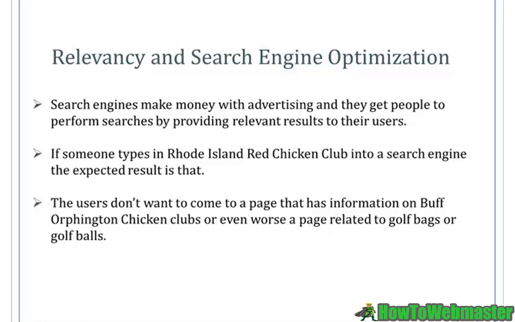Or even worse, a page related to golf bags or golf balls or something. Why would you do that? Maybe a chicken barbecue on the golf course, I don't know, whatever. You've got to be careful when it comes to search engine optimization. Go after the specifics. If somebody types in Rhode Island Red Chicken Club, that person knows exactly what they're after. They're not after anything else but that, and that's what you want to have. That would be an excellent keyword phrase if you were into Rhode Island Red Chicken Club.